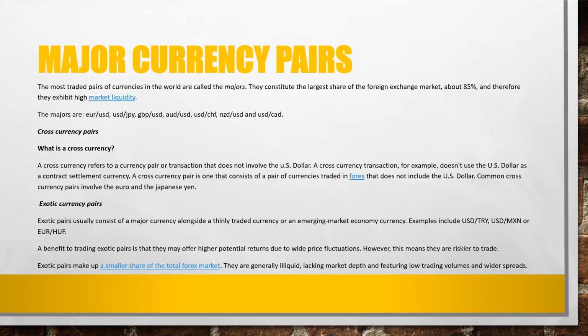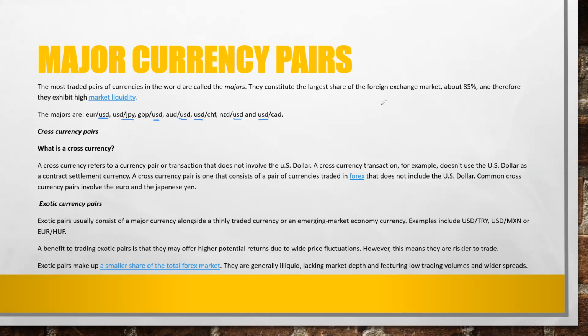So all major pairs are paired to the United States dollar. We've got the euro against the United States dollar, the United States dollar against the Japanese yen, the Great British Pound against the United States dollar, the Australian dollar against the United States dollar, the United States dollar against the Swiss franc, the New Zealand dollar against the United States dollar, and the United States dollar against the Canadian dollar. So all the major currency pairs are paired to the United States dollar.